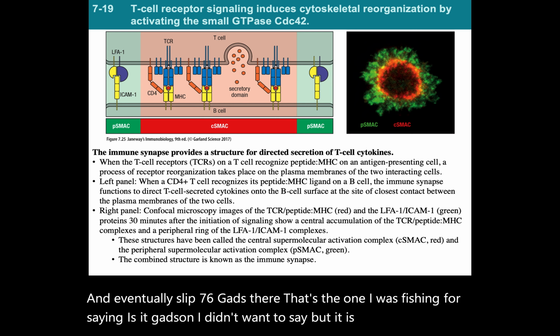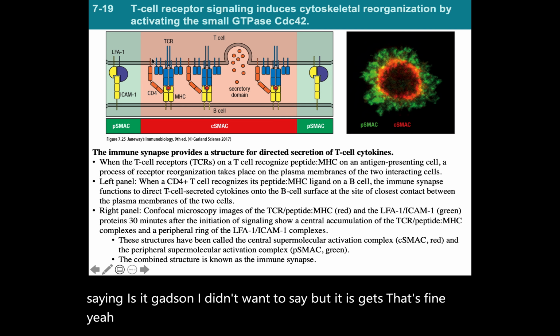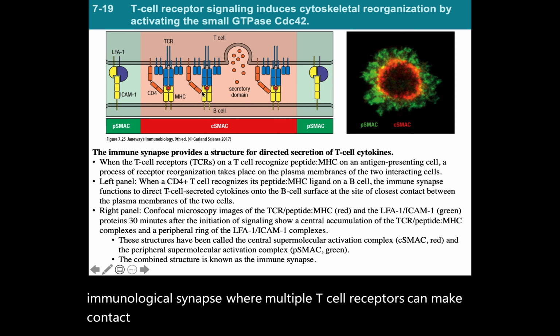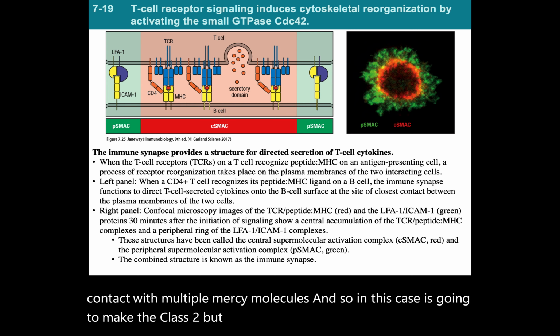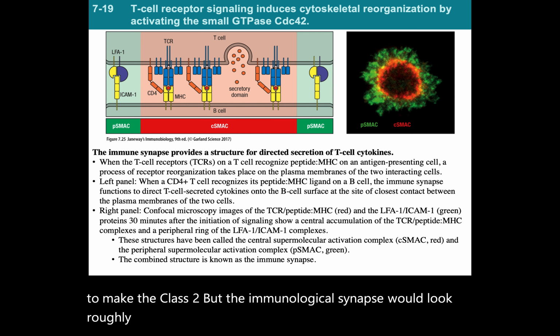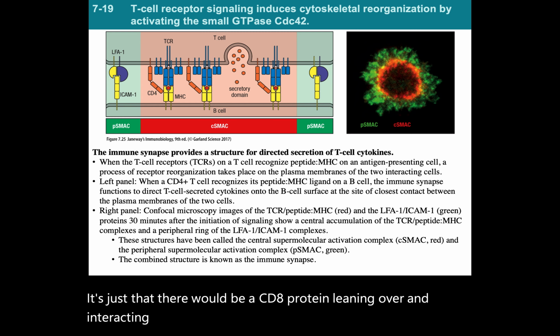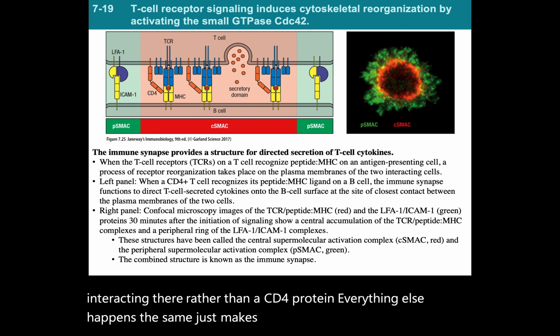That's fine. And so all this is going to happen at a little area called the immunological synapse, where multiple T cell receptors can make contact with multiple MHC molecules. And so in this case, it's going to be an MHC class 2, but the immunological synapse would look roughly the same if it was MHC class 1. It's just that there would be a CD8 protein leaning over and interacting there rather than a CD4 protein. Everything else happens the same, just makes it a different kind of cell.